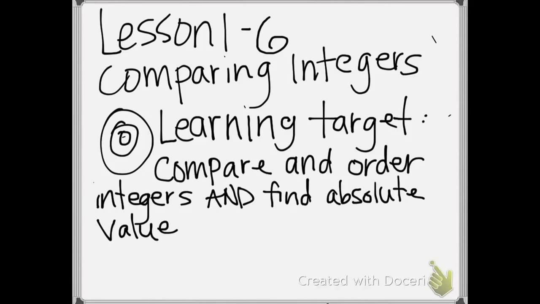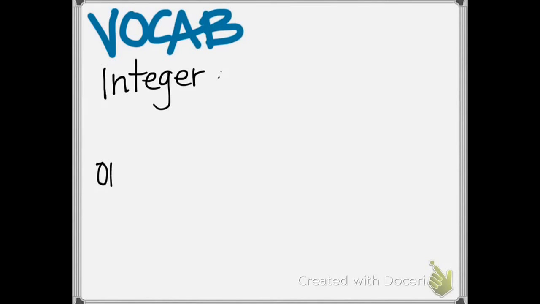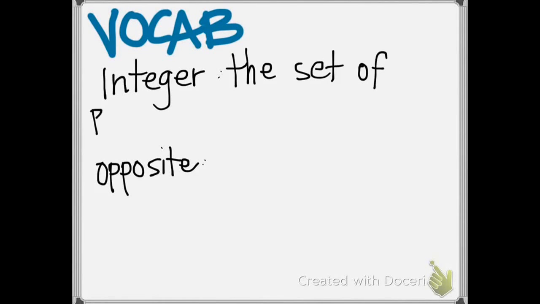We are doing comparing and ordering integers, which is lesson 1-6. And if you have your book and you want to look, it is on page 31. Our learning target for today will be to compare and order integers and find absolute value. So make sure you get that written down into your notes. First thing is some vocab. This is going really quick, but don't worry, I'll pause it as soon as my writing stops.